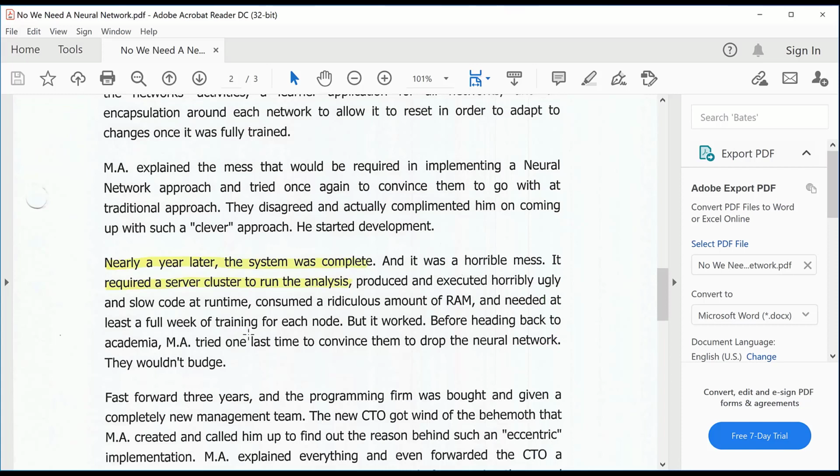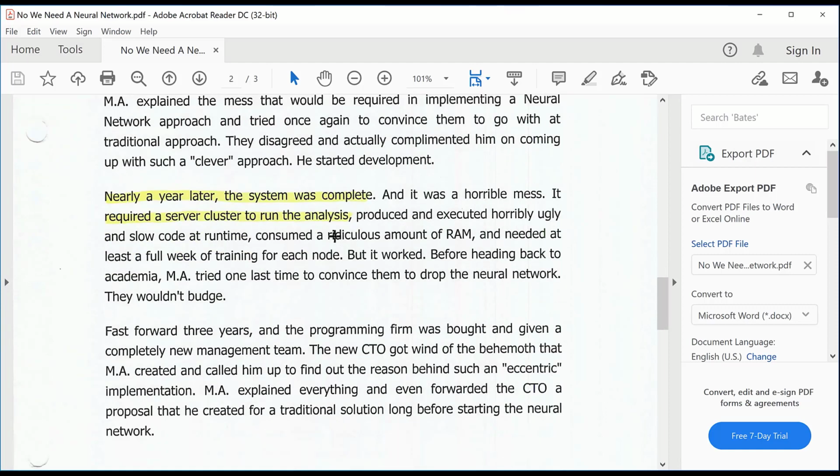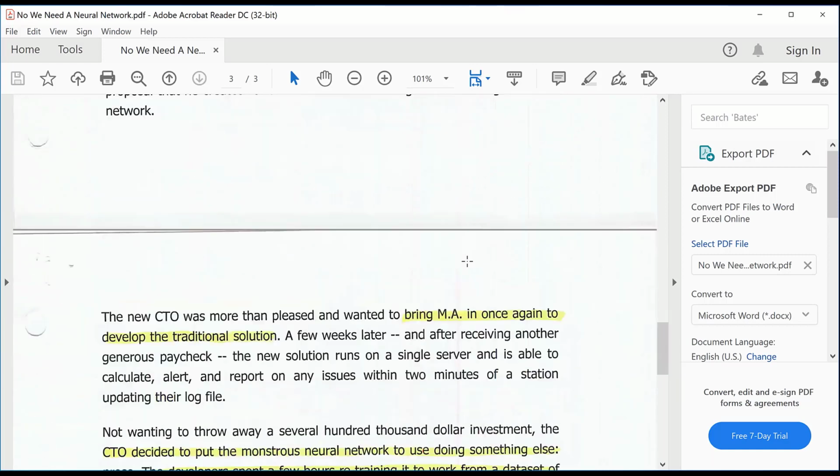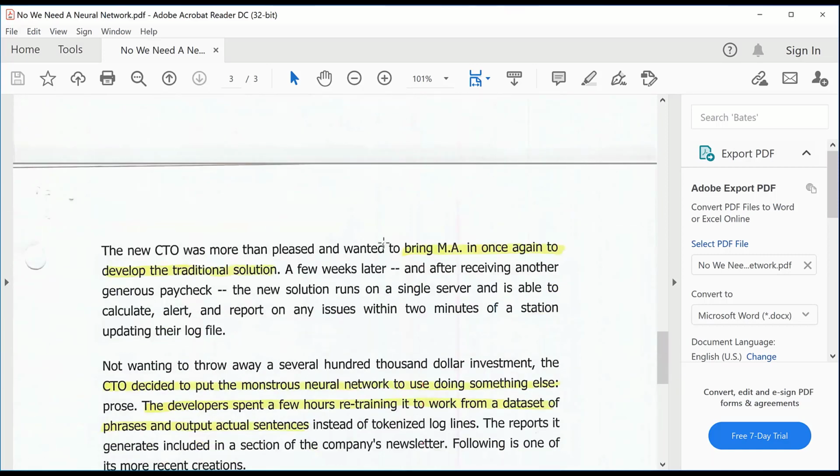Finally, he tried one more time. He said, let's drop the neural net and use just straight statistical methods. You with me so far? So 3 years later, the programming firm was bought out. New management team comes in. The chief technology officer said, what's this giant thing that we're supporting to do our wastewater management? Contacted the guy who created it and he said, I told them this was a bad idea, but we did it anyway. So the CTO said, well, let's fix this. And so they took away the neural net, they brought in and paid the guy again to develop the traditional statistical method, and all was good.